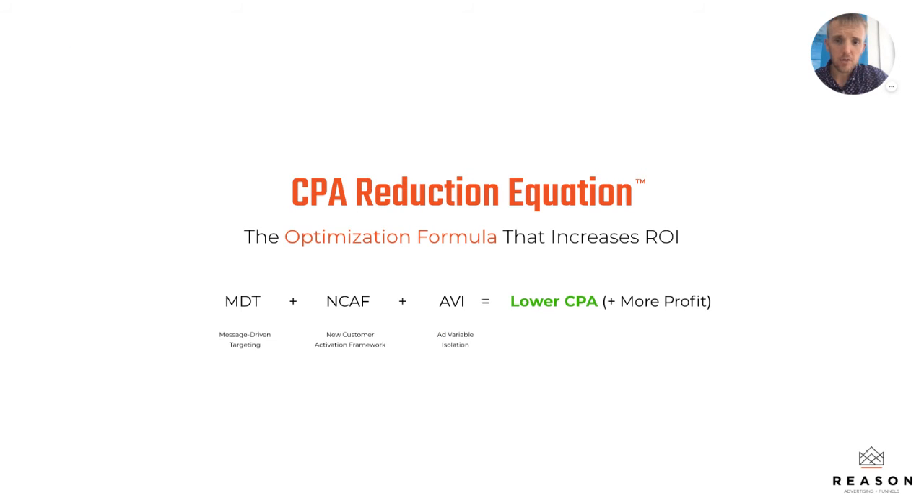So ad variable isolation is really part of a 3-part formula that we use to reduce CPA for brands just like yours. When you reduce CPA, you automatically increase return on ad spend. Ad variable isolation, when added into your customer activation framework alongside message-driven targeting, can have massive capabilities to increase your return on ad spend and the ROI of your entire customer acquisition strategy. This 3-part formula is something that we've really dialed in very significantly over the years.